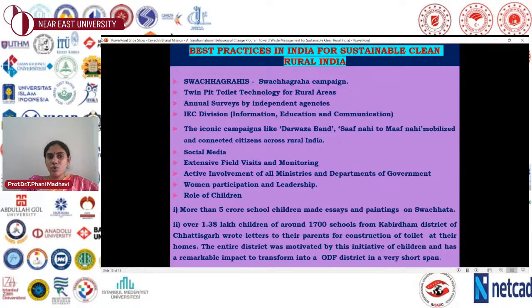More than 5 crore school children made essays and paintings about Swachhata in the country, and over 1.3 lakh children of around 1700 schools from the district of Kabirdham of Chhattisgarh state wrote letters to their parents for construction of toilets at their homes. The entire district was motivated by this initiative of children, and it had a remarkable impact, transforming into an open defecation free district in a very short span. So these are all wonderful best practices in India to achieve cleanliness through the Swachh Bharat mission.